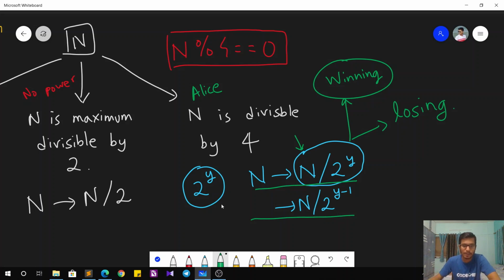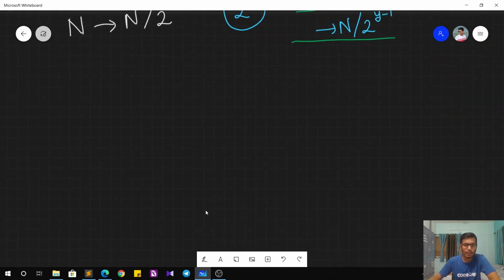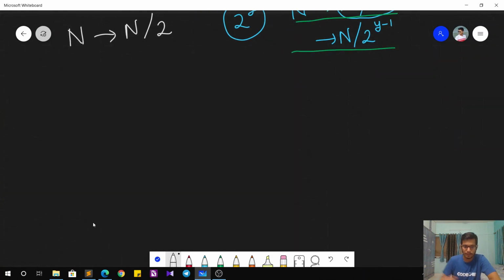To give an example, if we have a number, let's say the number is 64, or no, let's say the number is 28. The highest power of 2 which can divide 28 is 2 to the power 2, right? Because 28 is divisible by 4. So we have an option to go from 28 to 7 directly by dividing by 4. Here we don't know whether 7 is a winning state or losing state, but the players know.